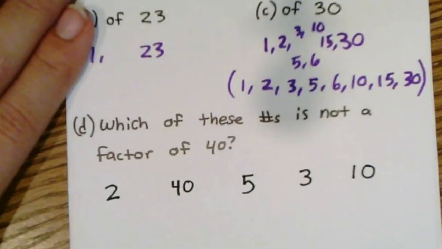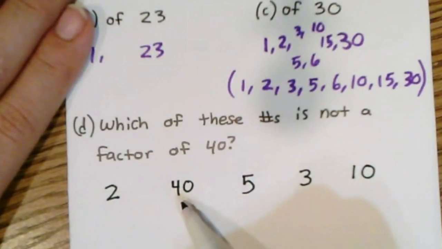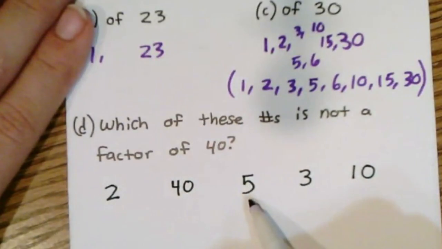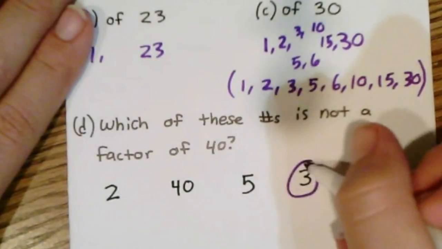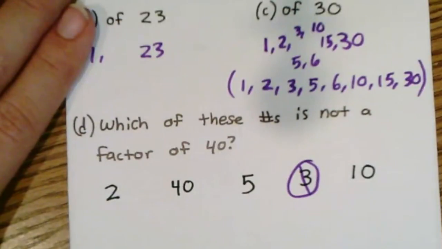All right, which of these numbers is not a factor of 40? Well, is 2 a factor of it? It's even, so 2 is. 40, it's always a factor of itself. 5, does it end in a 0 or a 5? It sure does, so 5 is a factor. 3, nope. And 10, it ends in a 0, so 10 is a factor of 40. So in this list, only 3 was not a factor of 40.